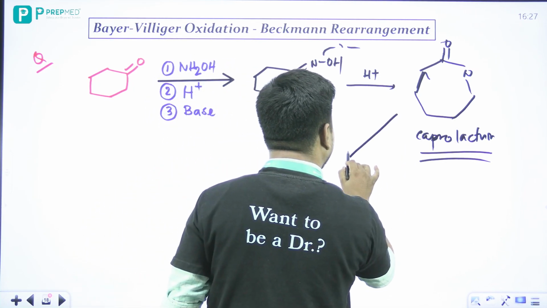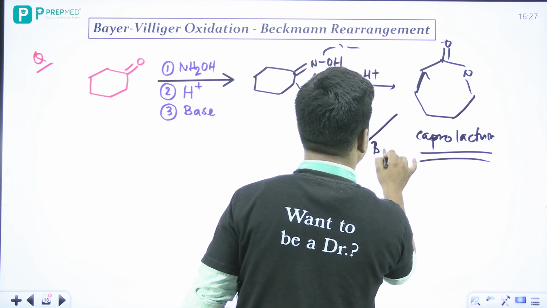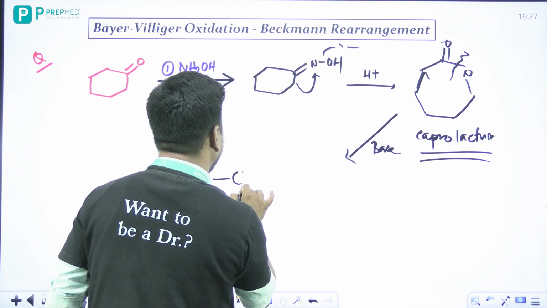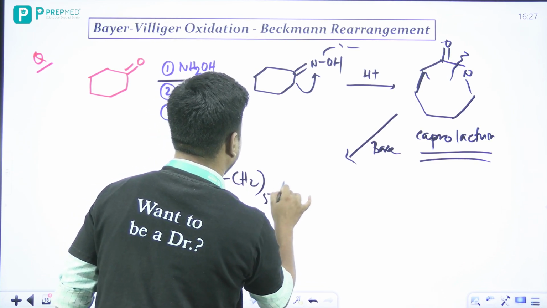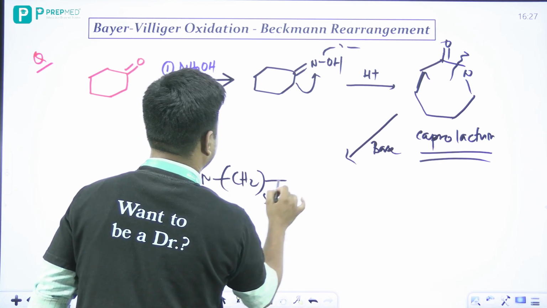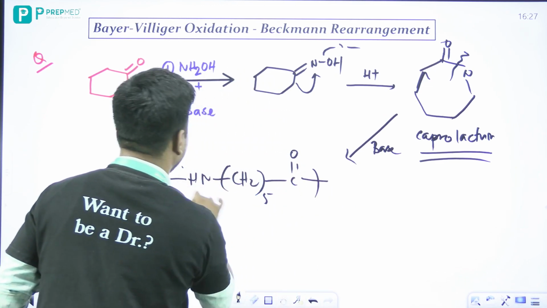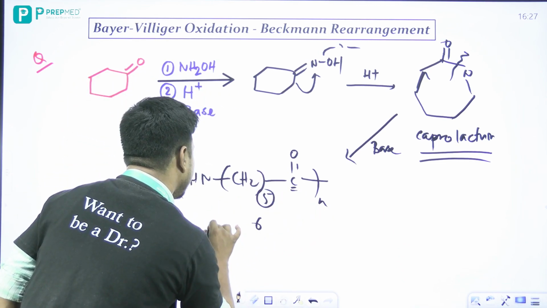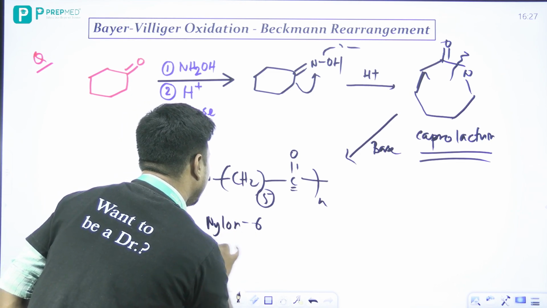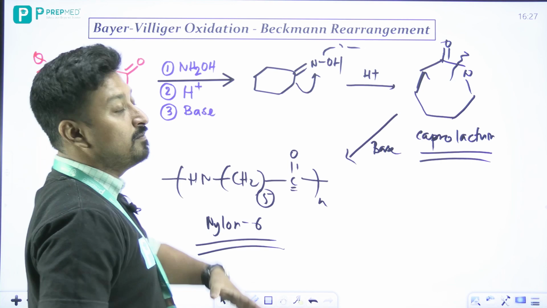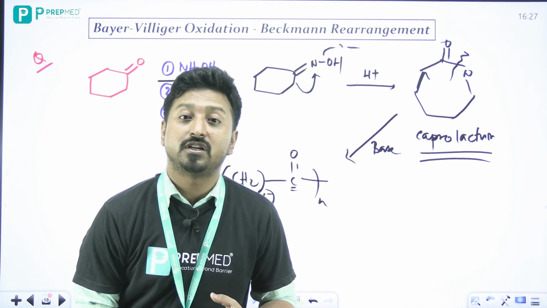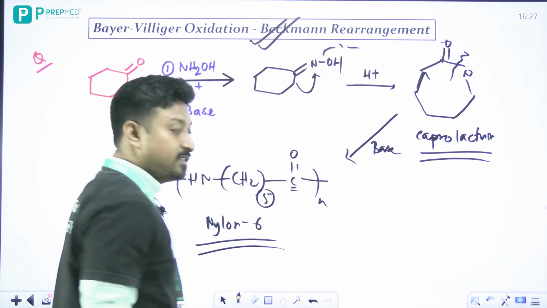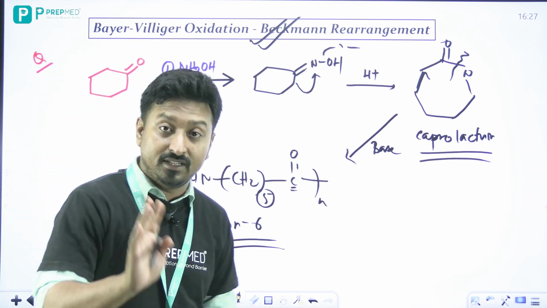Okay, which is one of the monomers of nylon 6. And definitely, beta, if I treat this one with a base, this will hydrolyze from here, and it will create a polymer like this. And this polymer is my 5 plus 1, the total 6. So this is called nylon 6. Okay, an MCQ came once that in the formation of nylon 6, what reaction is used. So your answer will be Beckmann rearrangement. It is a very important MCQ, it can come this year also.